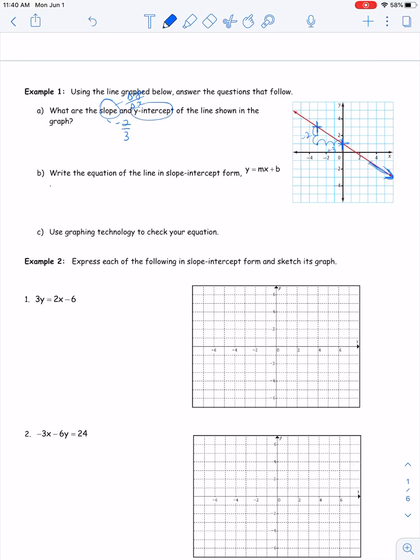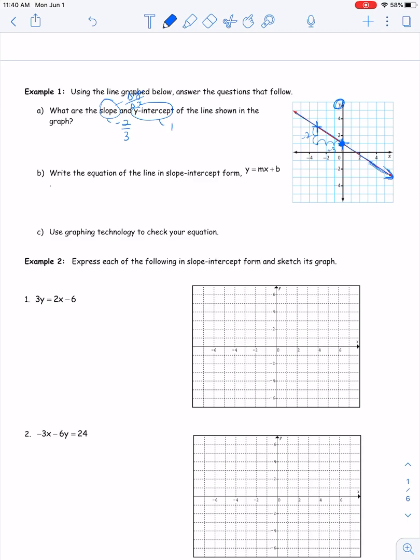Y-intercept: where does this graph, this red line, cross the y-axis? Here's my y-axis. It actually crosses right here, at that blue point, which is at +1. So that's my y-intercept.